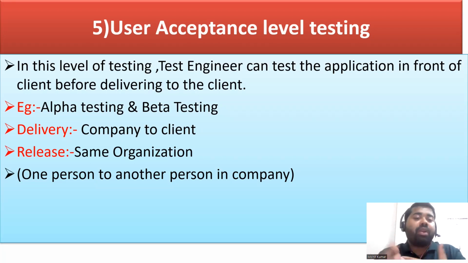So at this level of testing, the test engineer can test the application in front of the client before delivering it to the client. Maybe they give some feedback or we find some defects, and we can fix them and show them again. This process will go on until our application has no defects and the client accepts it. Examples of this are alpha testing and beta testing, which we can explore in the coming session.